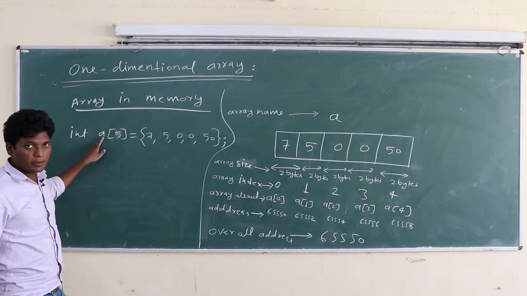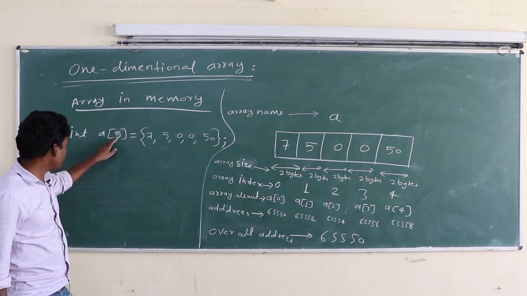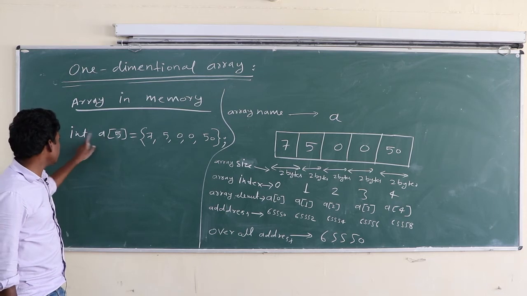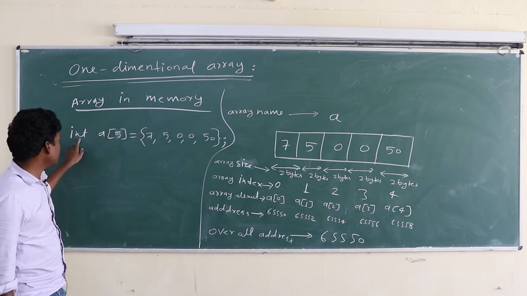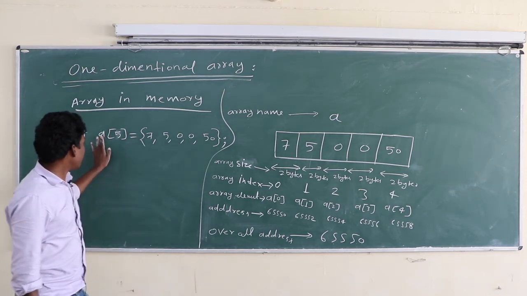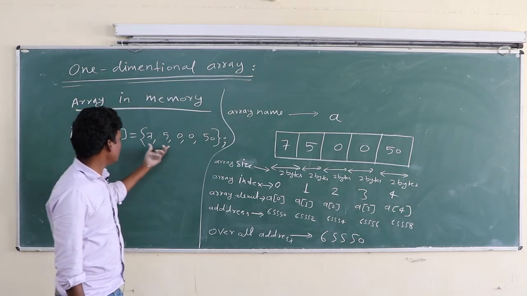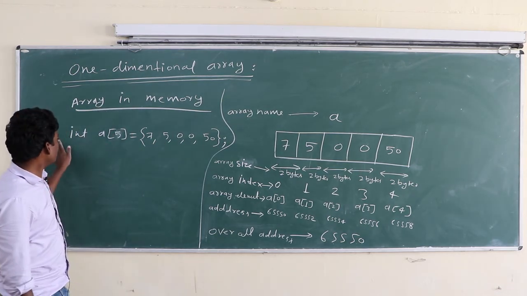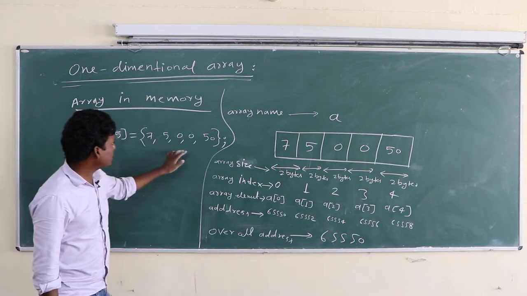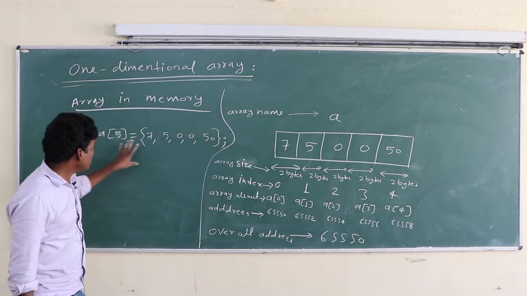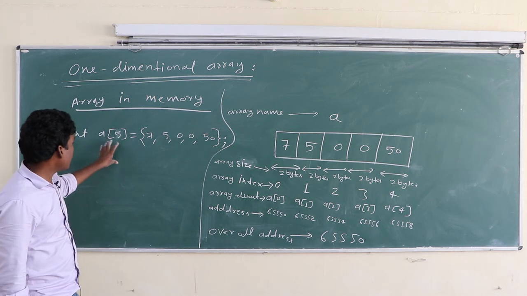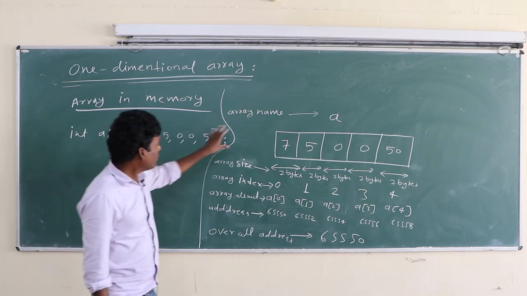So here is an array. The array has size 5 and this array is integer type. Data type is int. So array a can store up to 5 elements and all elements must be integer type. So how is this initialization in memory? This array initialization looks like this in memory.